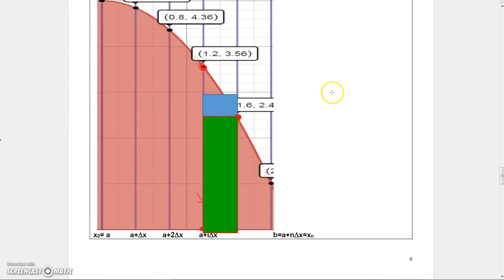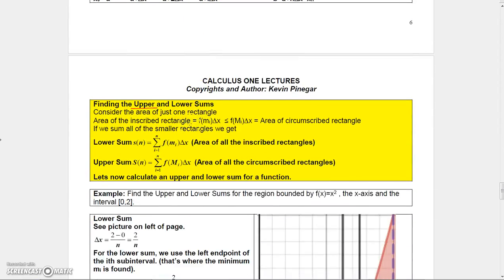But the circumscribed rectangle, in this particular picture, which would be this one, we would be using f of capital M, and f of capital M represents the maximum in that interval. So the maximum gives us the height of the circumscribed rectangle. Therefore, if we got the area of one rectangle, the area of the inscribed rectangle would be less than or equal to the area of the circumscribed rectangle.